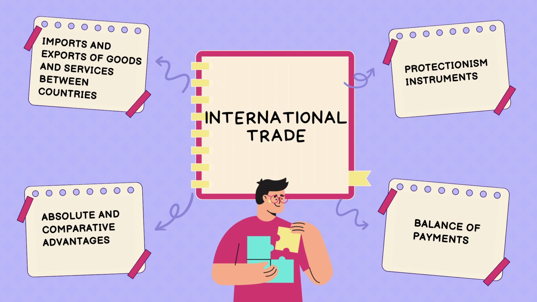Now let's recap today's video. We discussed international trade. International trade is imports and exports of goods and services between countries. Then we discussed absolute and comparative advantages. Then we talked about protectionism instruments. These are the policies or rules governments use to protect the local suppliers.